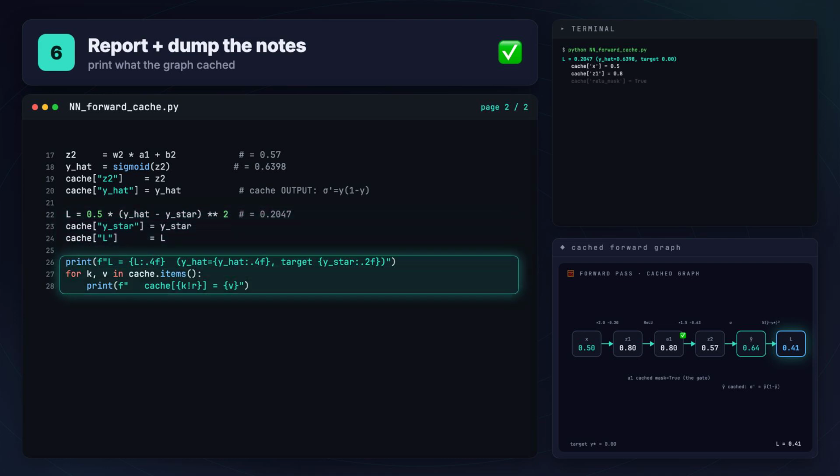Finally, we print the headline, L with Y-hat and the target, and then dump the cache dictionary. The figure you are about to see is that dump, drawn as the actual graph, every node labeled with the real number it stored.